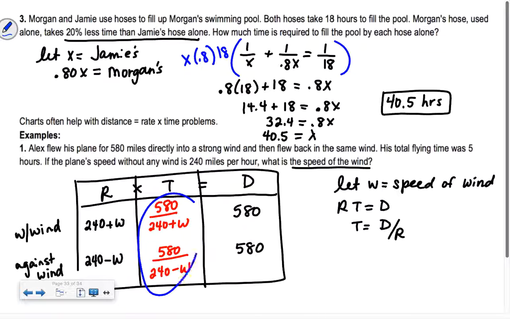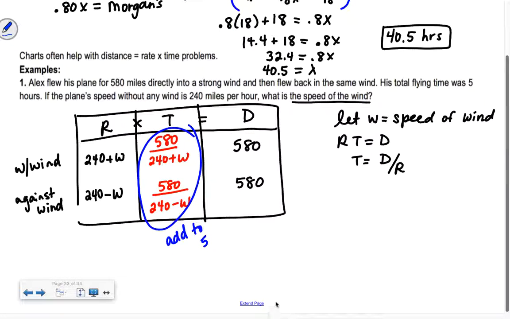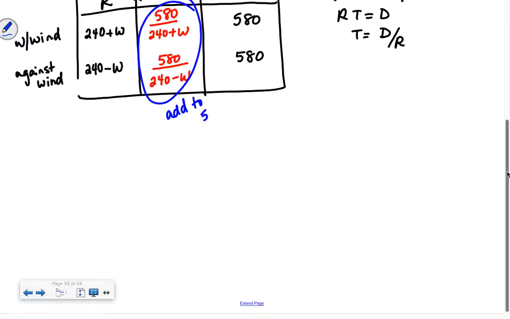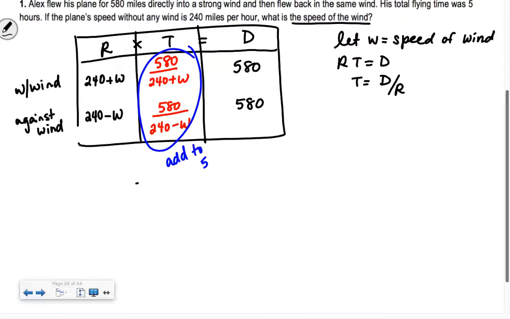And what should they add up to be? 5. That's going to be our equation. So as long as you're setting it up the same way, you'll be fine. You got it. So we're going to say 580 over 240 plus W plus 580 over 240 minus W equals 5. Done. And then we solve it out.